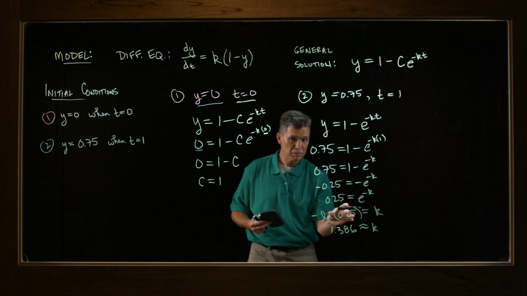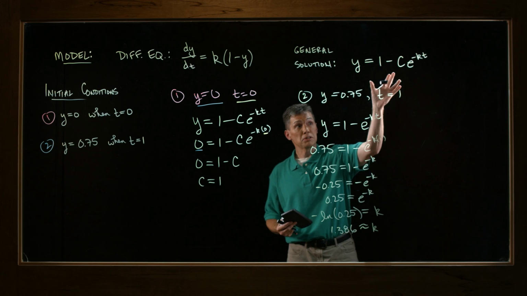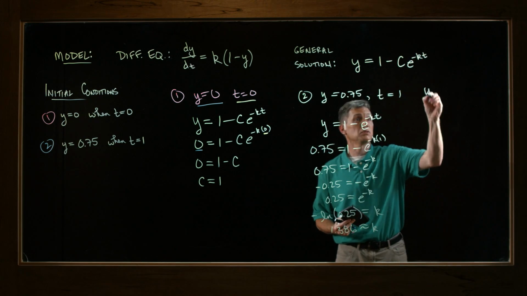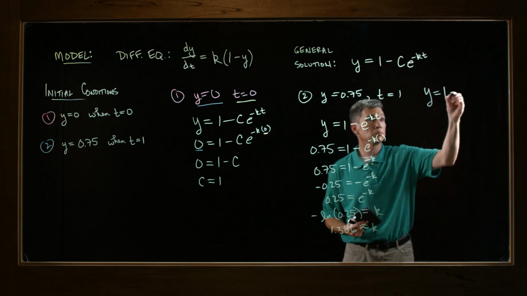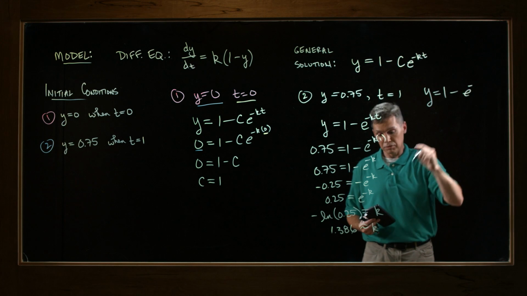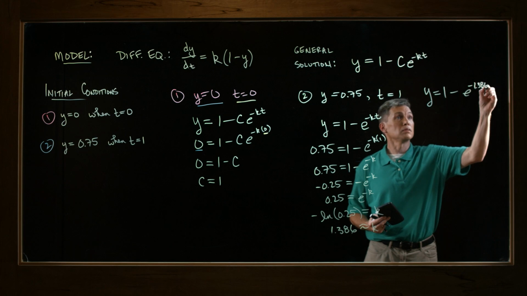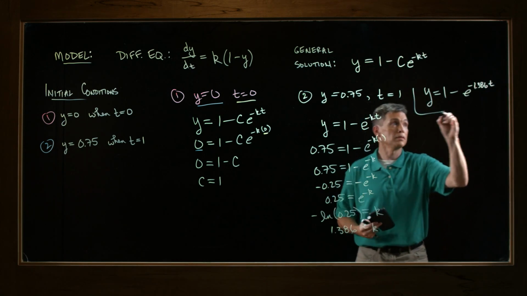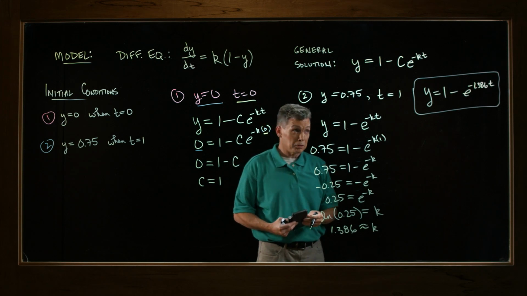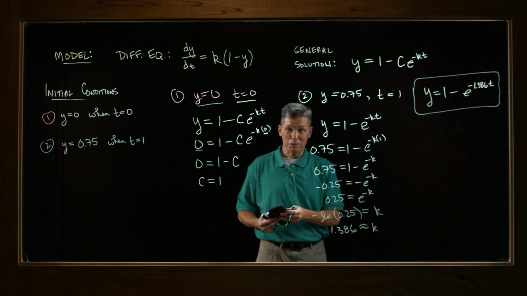I have a value for c, I have a value for k, and so to put it together for a final answer, I go back to my general solution one more time, but I use those specific values. y equals 1 minus 1 e raised to the negative 1.386 t. And that would be my answer. That's the particular solution for this differential equation, given those initial conditions. I hope that helped. Thanks.